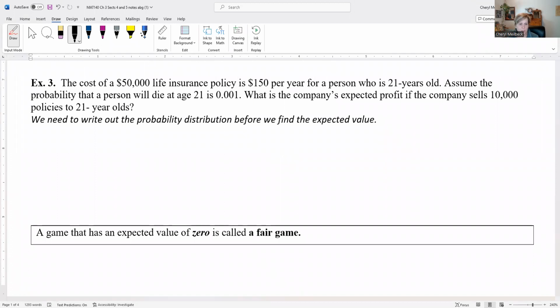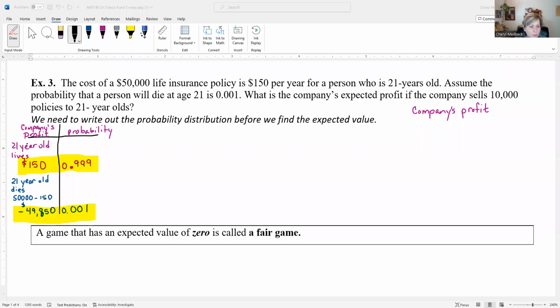Here it says the cost of a $50,000 life insurance policy is $150 per year for a person who's 21 years old. Assume the probability that this person will die at age 21 is 0.001. What is the company's expected profit if the company sells 10,000 policies to 21-year-olds? So again, we need to write out the probability distribution before we find the expected value. Let's have you guys do that. Pause the video and we'll check it together.